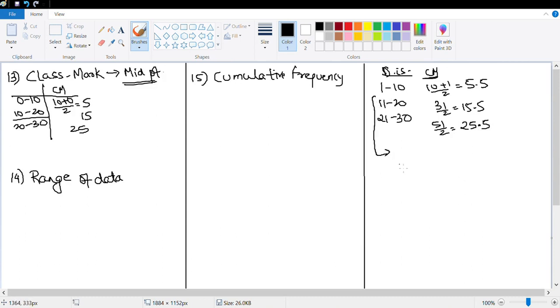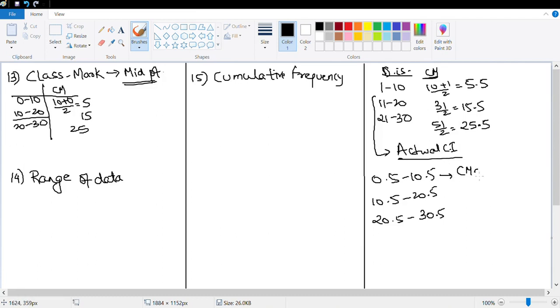Now we had already converted this into actual class interval, and the actual class interval was 0.5 to 10.5, 10.5 to 20.5, 20.5 to 30.5. Yes, this is correct. Now if I have to find the class mark using actual class interval, what will it be? 10.5 plus 0.5 upon 2, which is 11 upon 2, which is 5.5. So you notice that class mark does not depend on whether it's given in the discontinuous form or in the actual class interval form. So you can use whichever way you want.